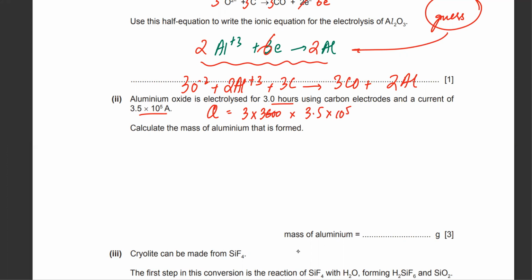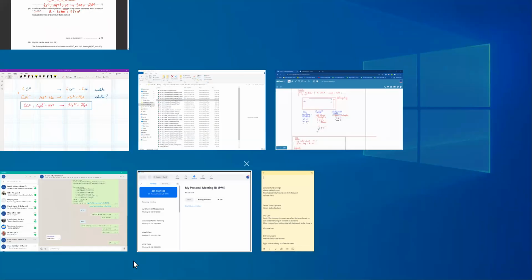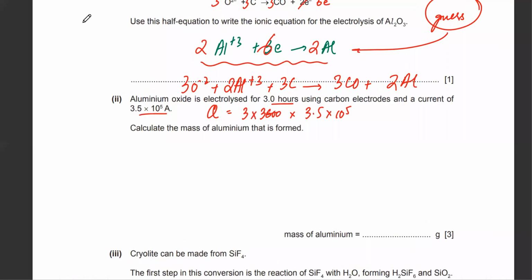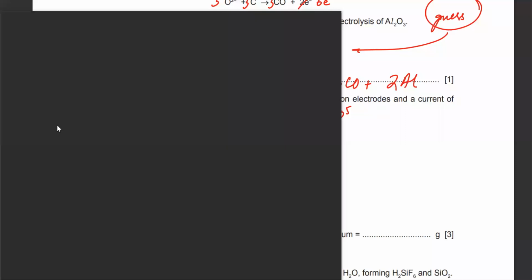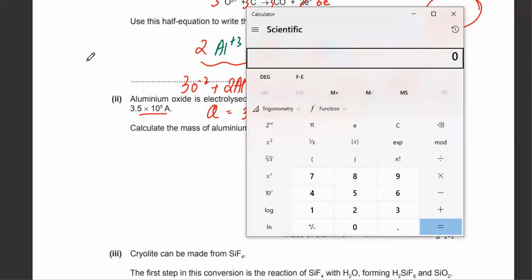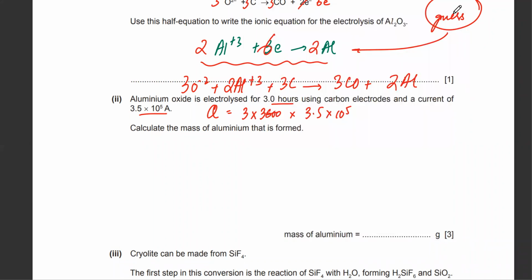So can anyone quickly tell me what do we get for this? Does anyone have a calculator here? Hafsa? 3.78 times 10 power 9. So you're getting 3.78 into 10 power 9, right? Yeah. So that is the coulombs that you get, right?